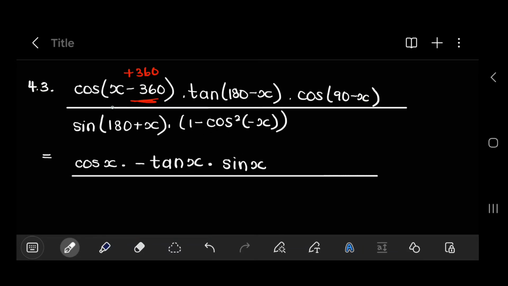In the denominator, we've got sine of 180 plus x. 180 plus lies in the third quadrant where sine is negative. So that becomes negative sine x. Now next to that, we've got this bracket, which might seem a little confusing at the moment, but inside the bracket, the 1 is just going to stay as is.